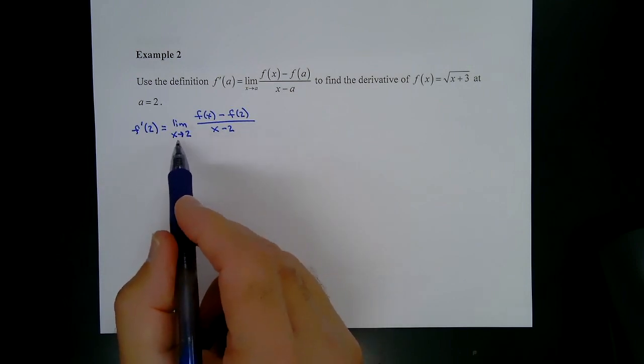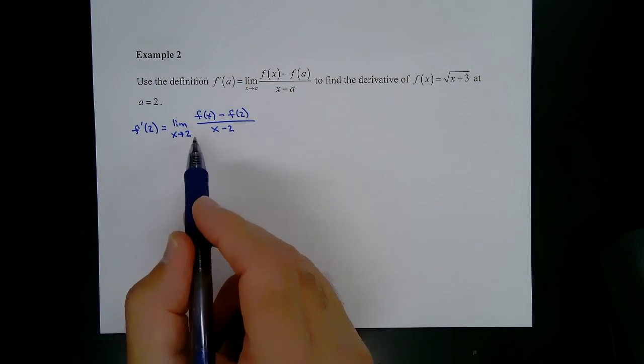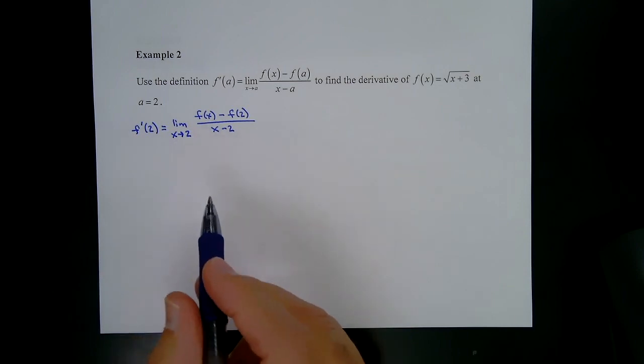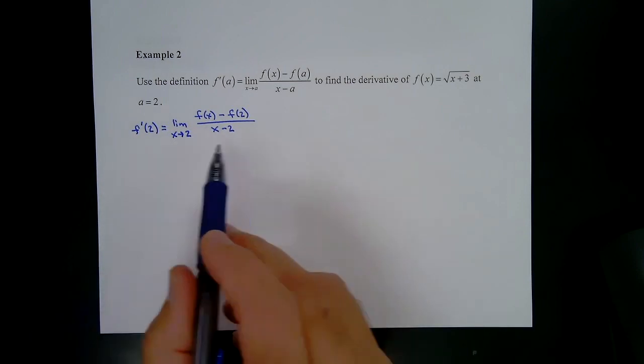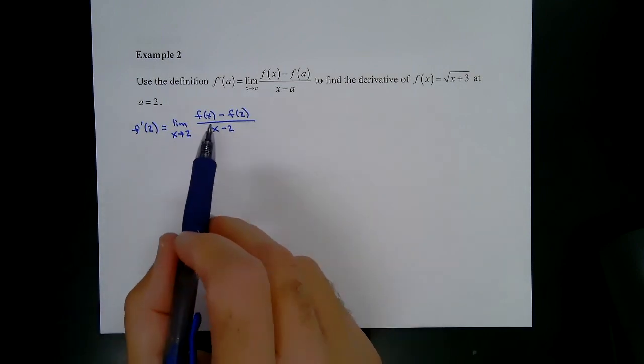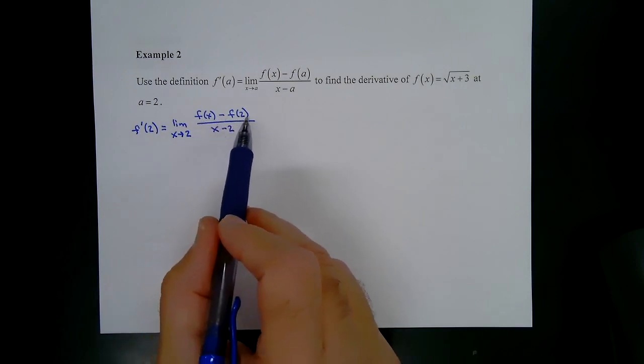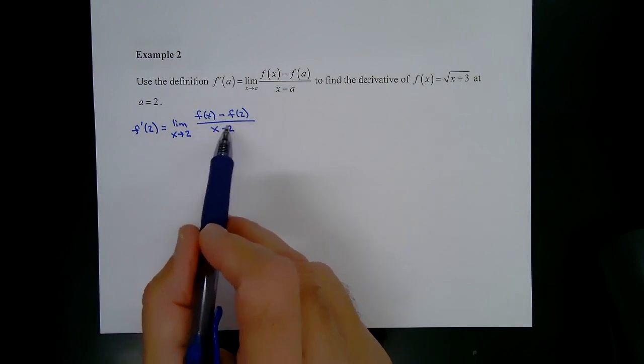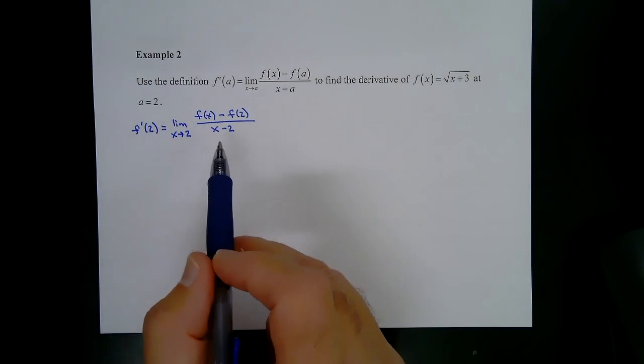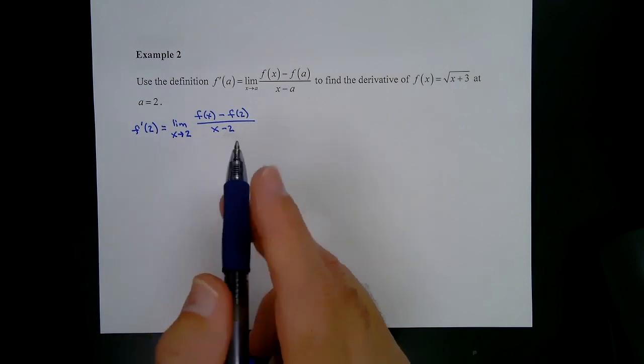And if we take the limit as x approaches 2, that point is going to be on top of the other point, right? And look, what if we try direct substitution right now? We get f of 2 minus f of 2. That's 0. We get 2 minus 2 in the denominator. That's also 0. See how we're still getting 0 over 0, okay?